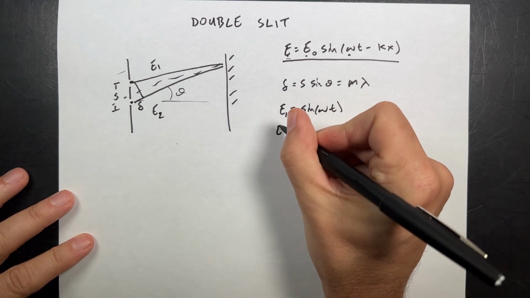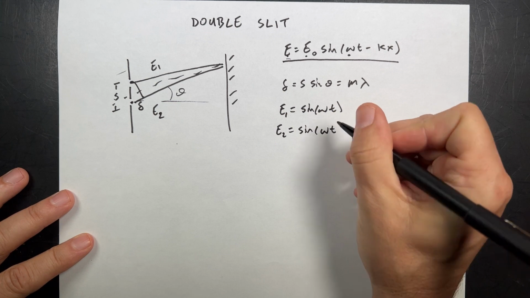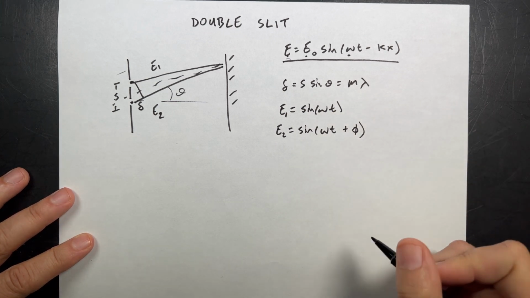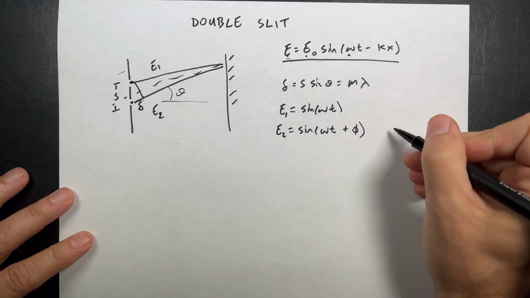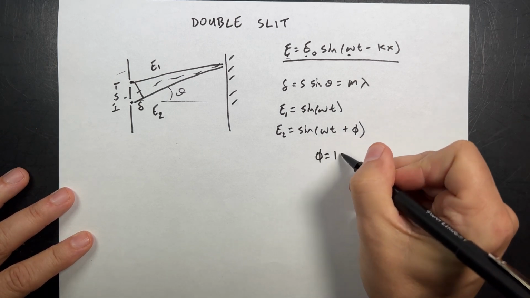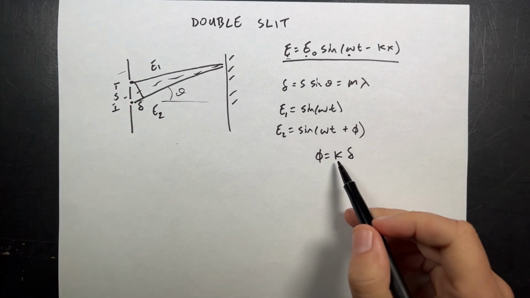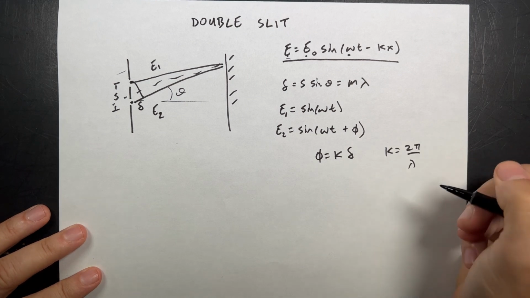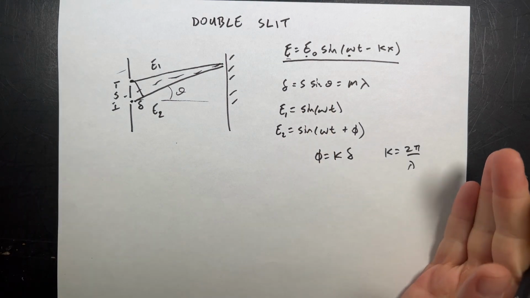Then E2 would be a little bit different. It would be sine omega t, the same frequency and same time, plus some phase shift phi. The phase shift phi will be equal to k times delta, where delta is the difference in distance, and k is the wave number. k is 2 pi over lambda. Now, how do I add these two things? Well, I could definitely just add them.